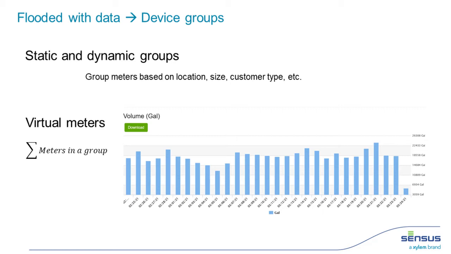And then we can sum this data as well into what we call a virtual meter, and this is nothing more than an aggregation of all those meter intervals into a larger data set. And this is useful for things like hydraulic modeling or demand forecasting.